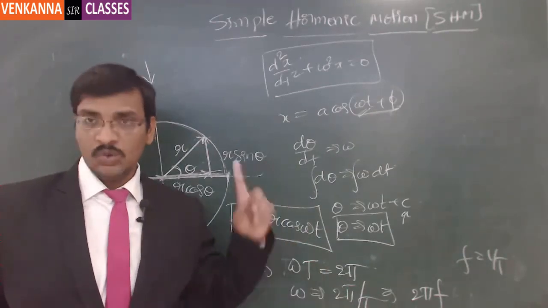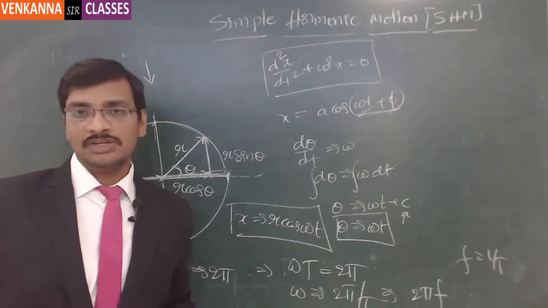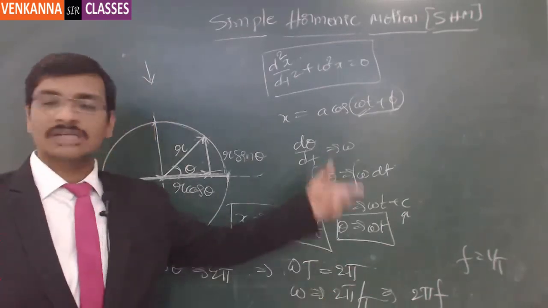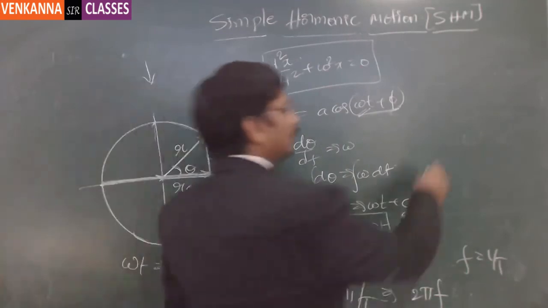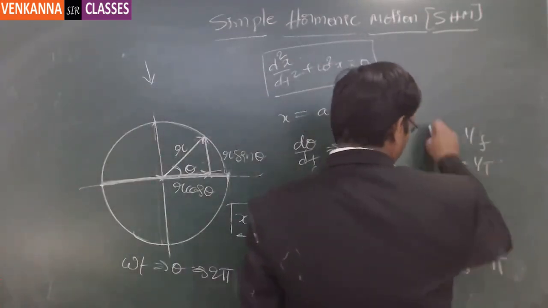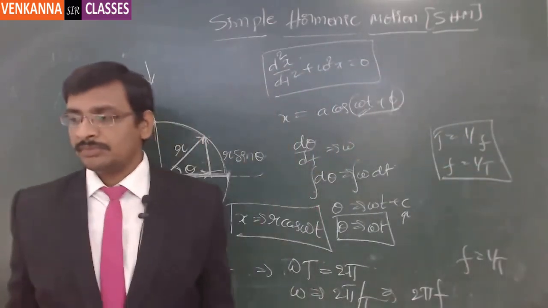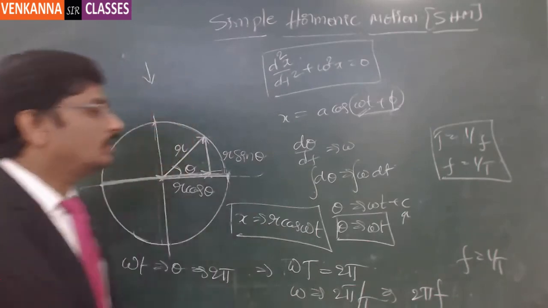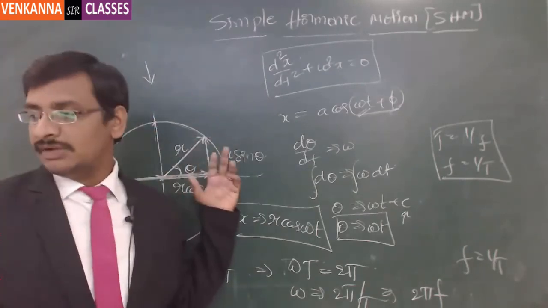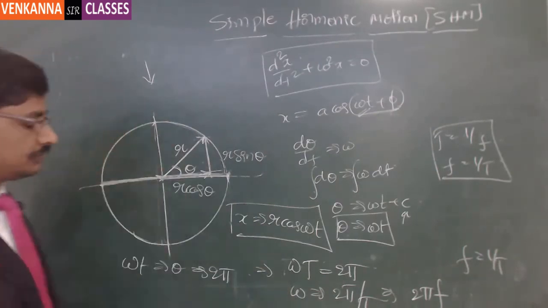Now, in 1 second, how many revolutions are happening is nothing but the inverse of the time. So that is T equal to 1 by f, or f equal to 1 by T. So these relations hold good even in circular motion as well. Got it? So you can do the problem in either way. Both are actually one and the same. Okay, you can note this down.